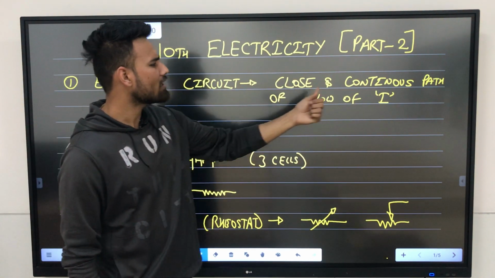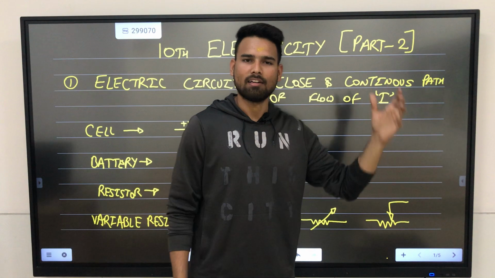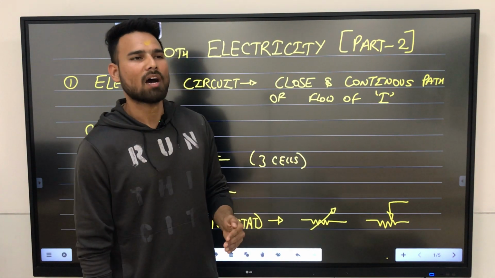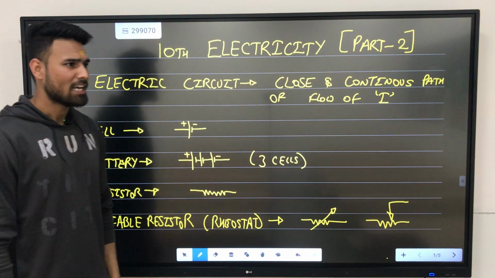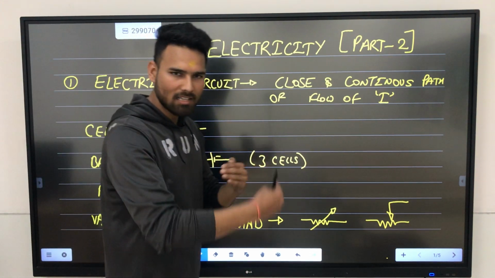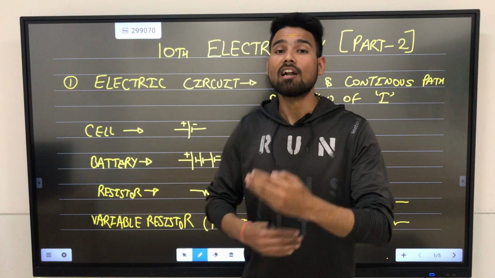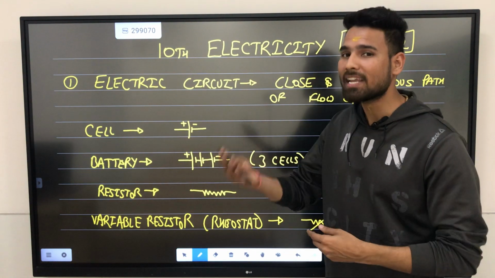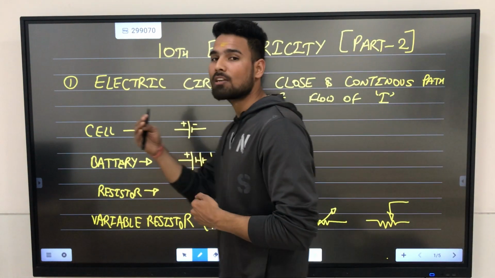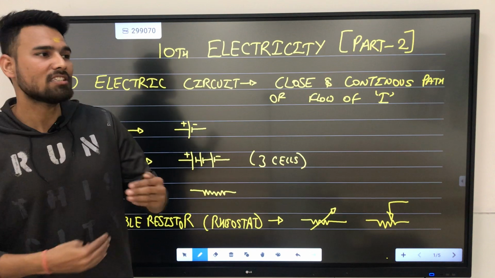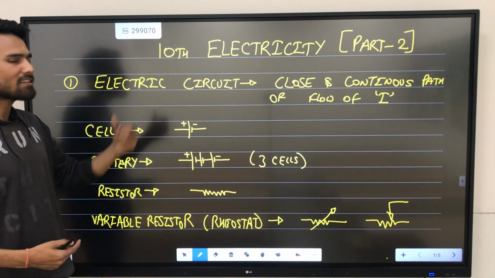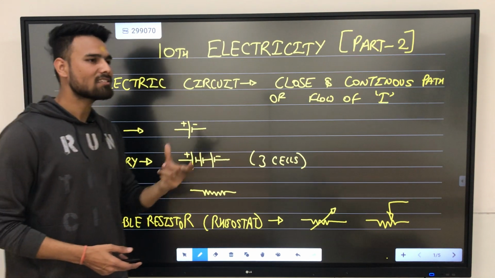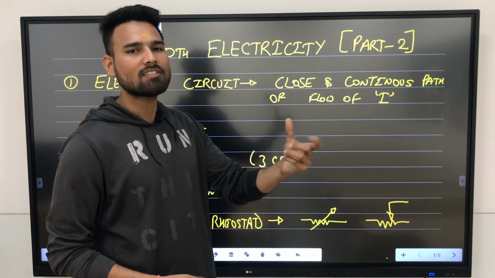A closed and continuous path of flow of current, or closed and continuous path of flow of electron, is called an electric circuit. What does it mean? It means if there is a closed path and also it is a continuous path, the path is not breaking, in which the electrons flow or in which the electric current flows, then that particular path is called an electric circuit. Now the electric circuit is composed of some components.